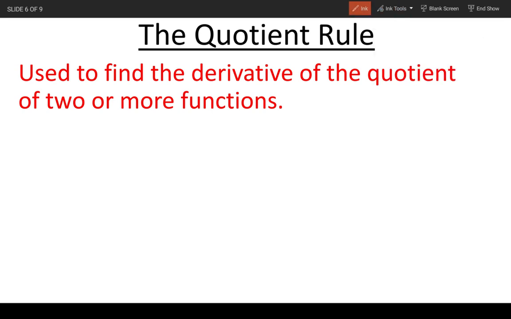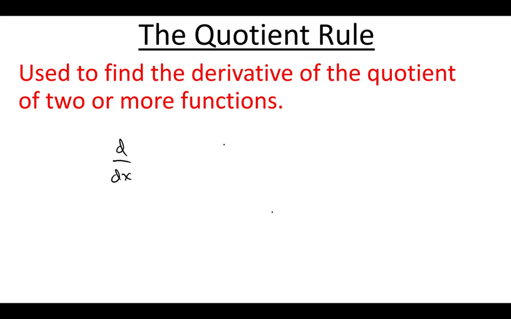So the rule that we're going to use for this, if we're asked to find the derivative, d over dx, of some f of x divided by g of x, is just a little bit more complicated here. We're going to do f prime of x times g of x minus, notice the sign change there, f of x times g prime of x.